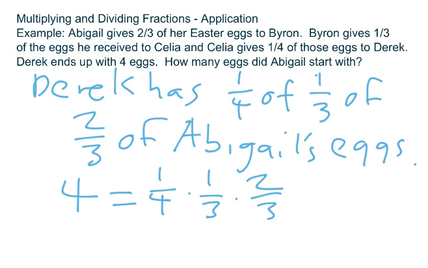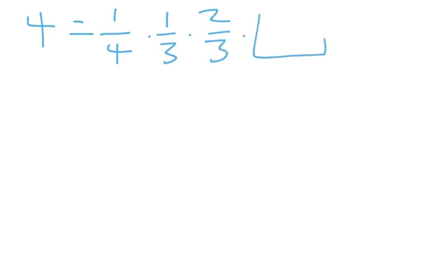Now again, in a high school class, we could use a variable like X, but we're going to use a more simple idea and just say it's a box. I don't know what goes in that box. 4 is equal to 1/4 times 1/3 times 2/3 times what? What goes in the box? Let's rewrite that just so we can have a clean copy. 4 is equal to 1/4 times 1/3 times 2/3 times whatever goes in the box. That would be the number of eggs Abigail has.